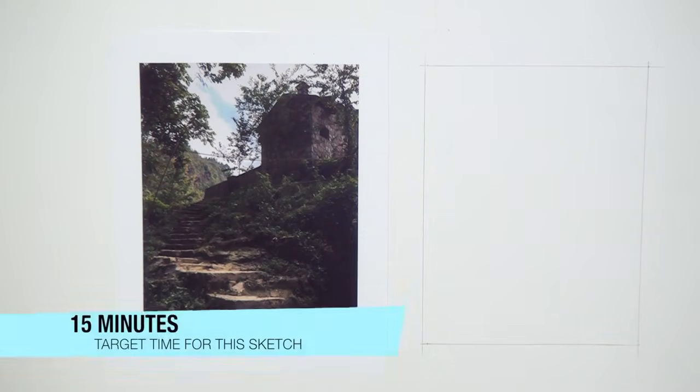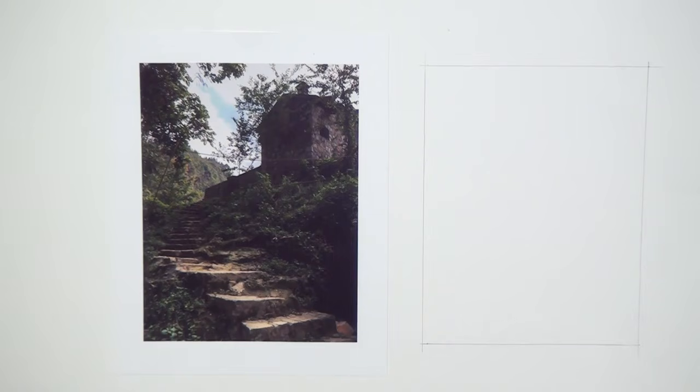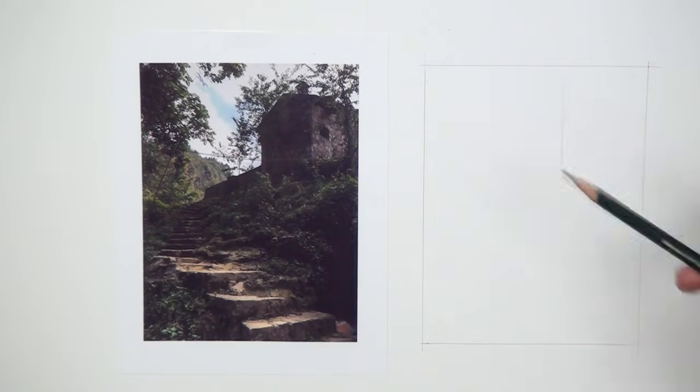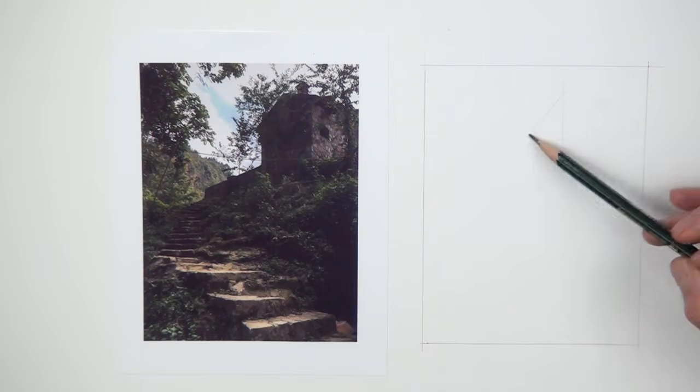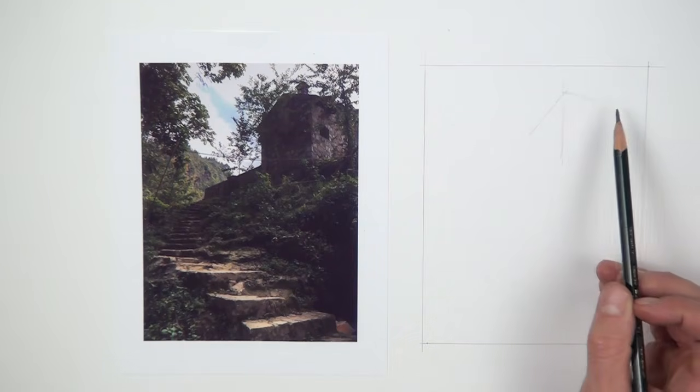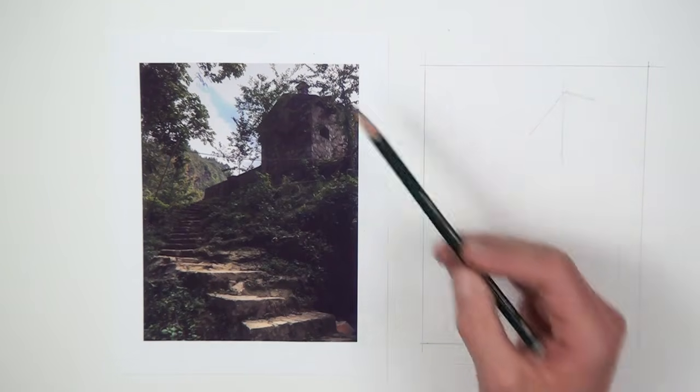So the target time for this one is around about 15 minutes. So the cabin being the focal point, that having the most complexity, that's where we want to start. That's a good place to start. So again, we can look at the center of the cabin and just roughly get that in place. And then the top edge of the roof here, if you need to, measure your angles. You can do this when you're drawing from life as well. If you're out on location, you can hold your pencil up against those angles and make sure you get those right.